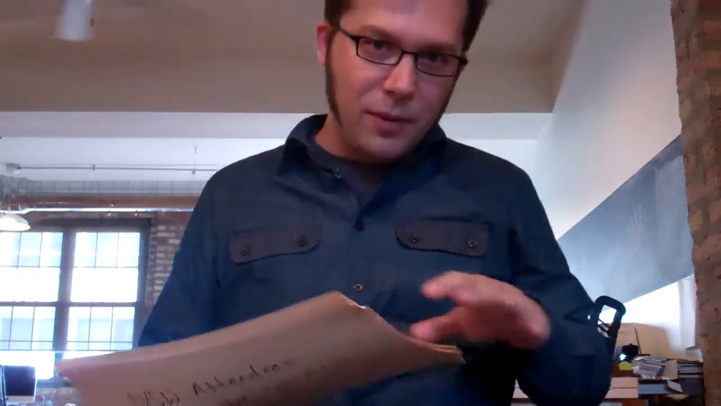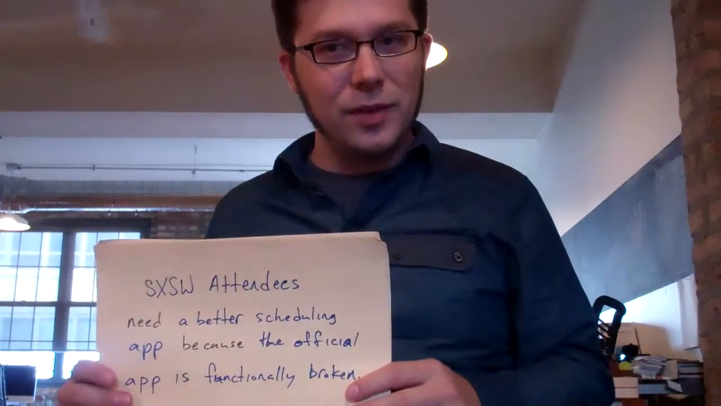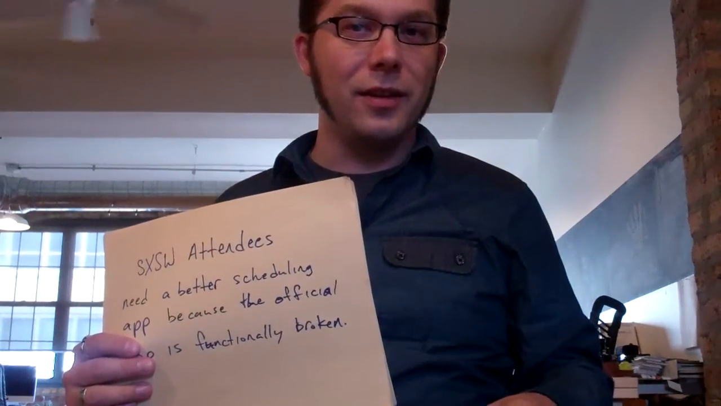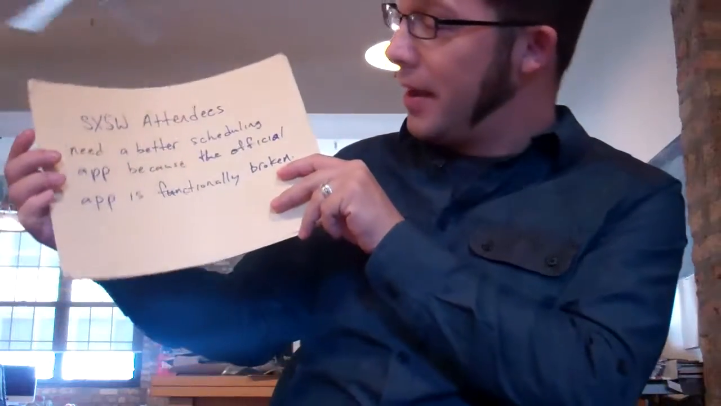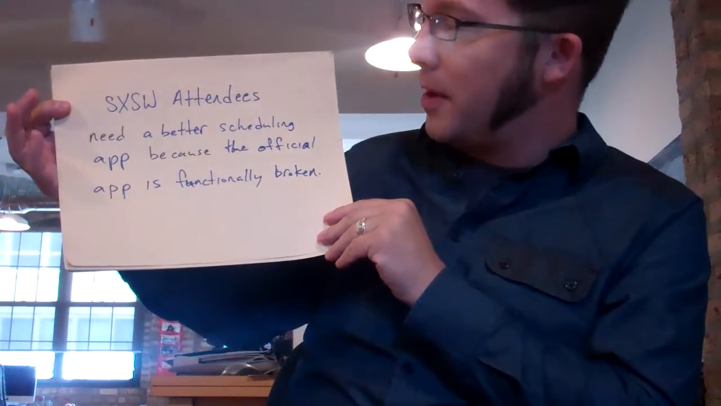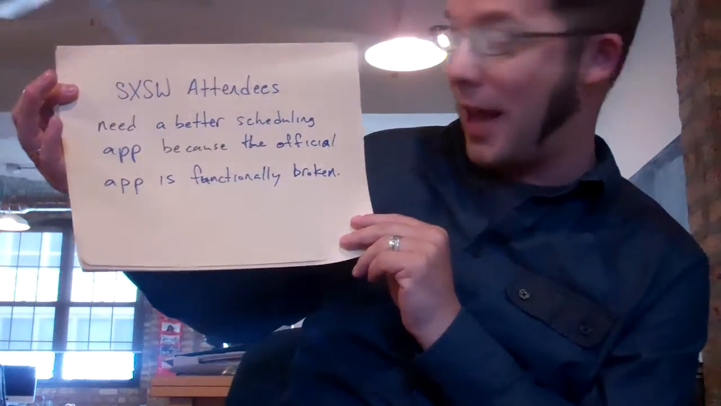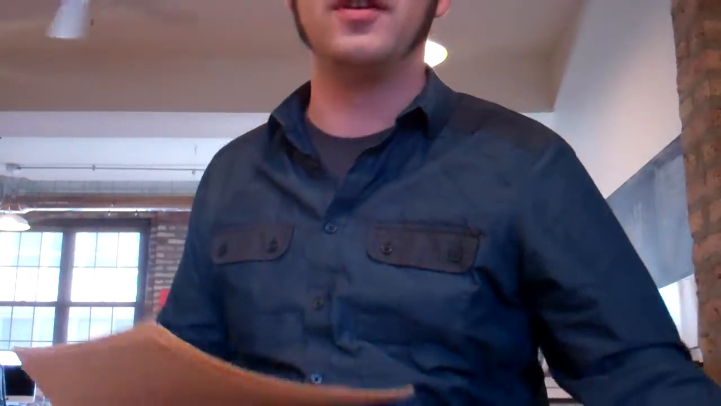To start off, what I'd like you to do is think about that project statement, the problem, and so user, verb, needs, challenge, all that. So mine is South by Southwest attendees need a better scheduling app because the official app is fundamentally broken. This is for a conference that I go to down in Austin every spring.